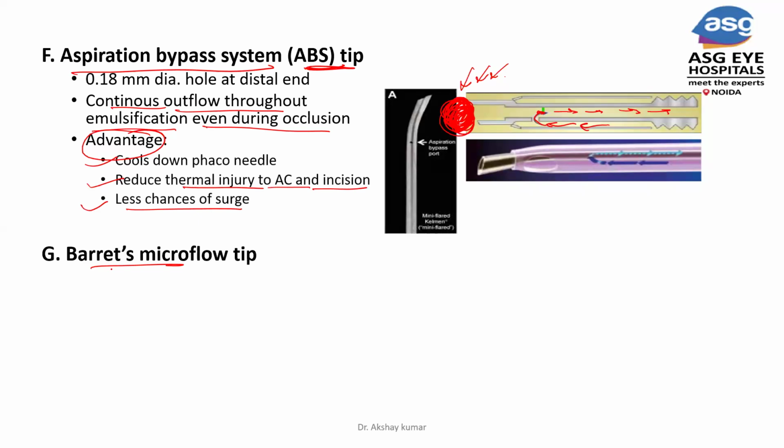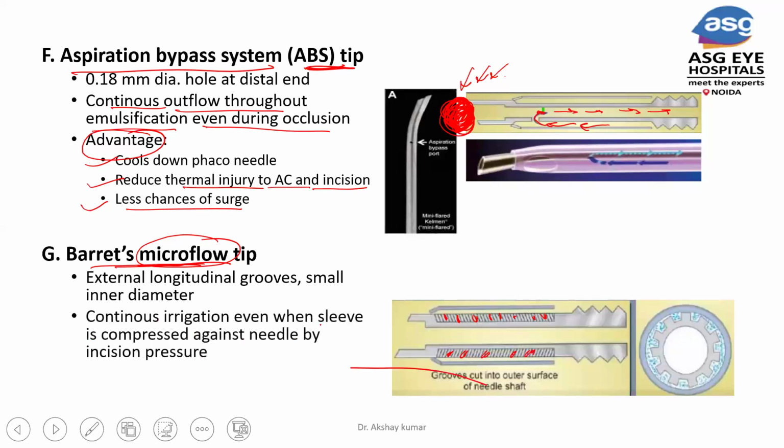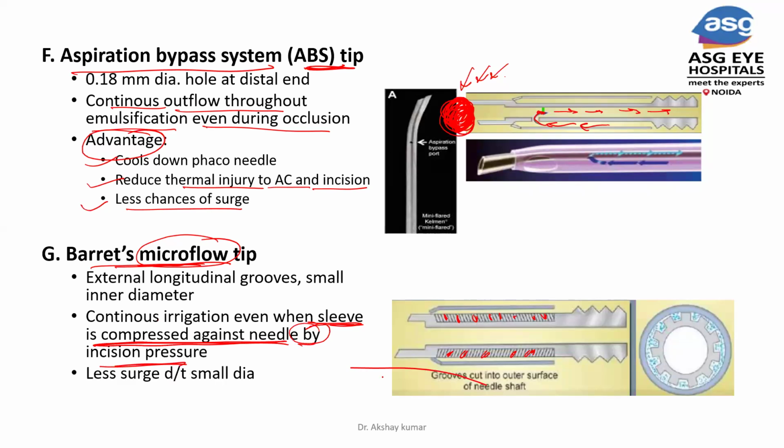There is one more tip, which is called Barrett's microflow tip. This tip has special external grooves beneath the sleeve. Here I'm marking with the help of a pen. What it does is that whenever the sleeve is compressed against the wound, the fluid flow is not hampered, and it has less surge due to the small diameter.